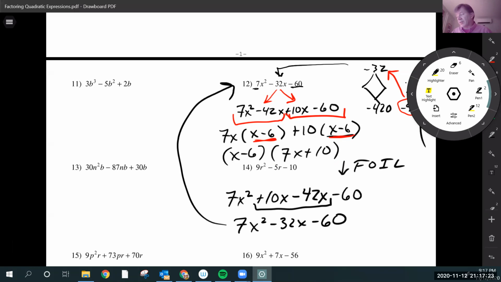Sometimes you'll be able to factor just by looking at it, but knowing the diamond technique helps you be able to factor no matter what the numbers are. What's interesting is number 14, and when you do number 14, know that it's not factorable, and then you should be able to explain to me why. All right, hope this video is helpful.